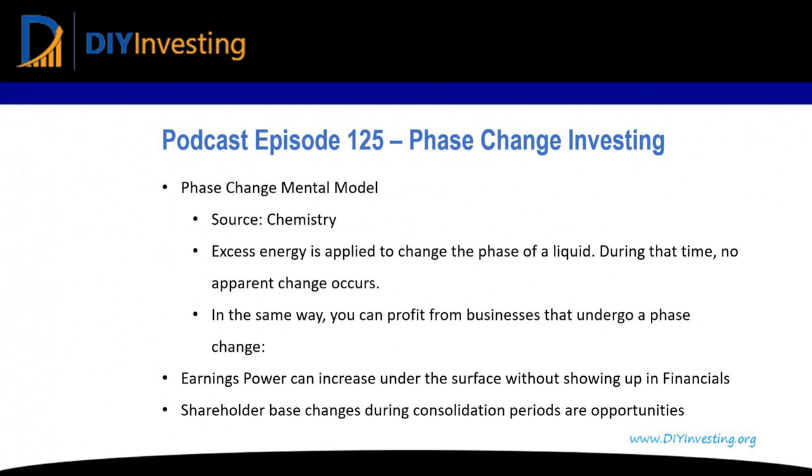And so that period of time, that phase change period, is critical in order to leverage substantially higher returns. And it requires patience from your part as the investor. And so it's something I'm practicing myself.